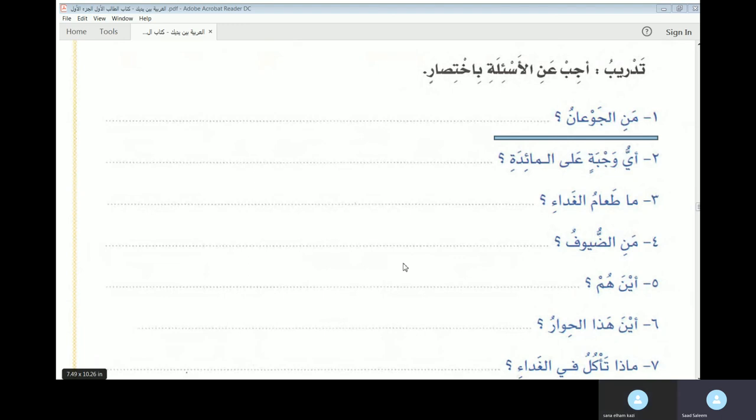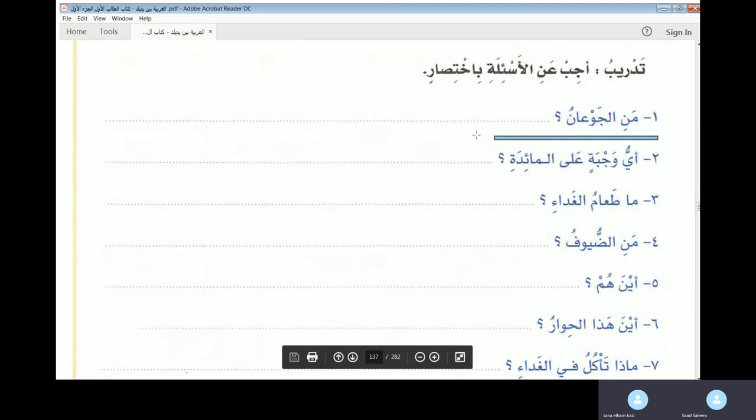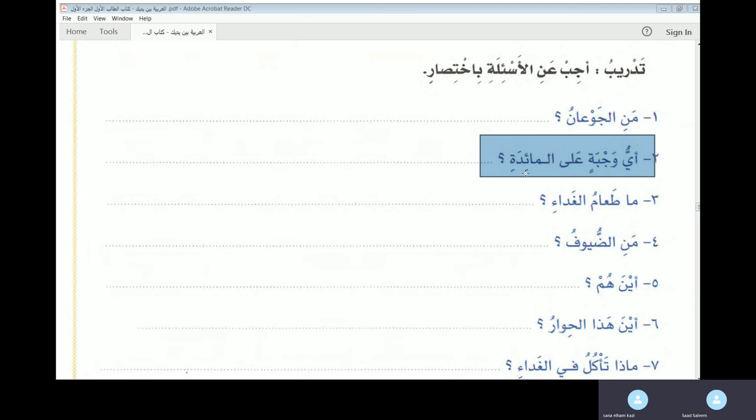Yes, now it's coming, okay. Ayyu wajbatin alal maida, which meal is on the table? So table would be maktab, right? Usually, even for a dining table, do you use maktab or a different word? There is also taula, we use that. Okay.